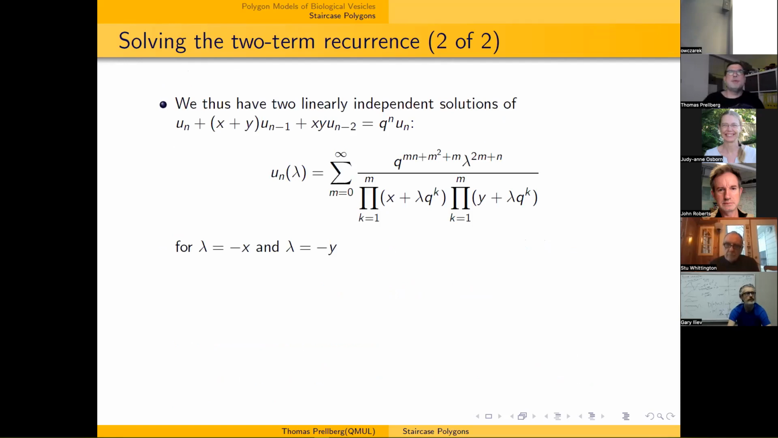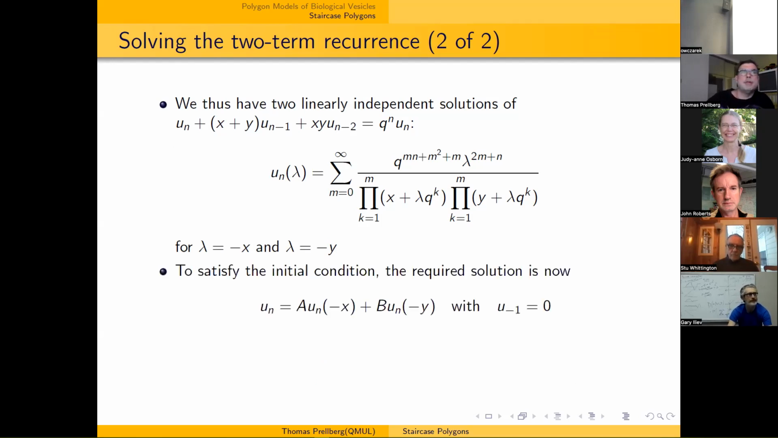So we now have two linearly independent solutions in terms of these u lambdas that we get by iteration. We have to specify lambda equals minus x or lambda equals minus y. And now we still need to satisfy the actual initial conditions of the recurrence.